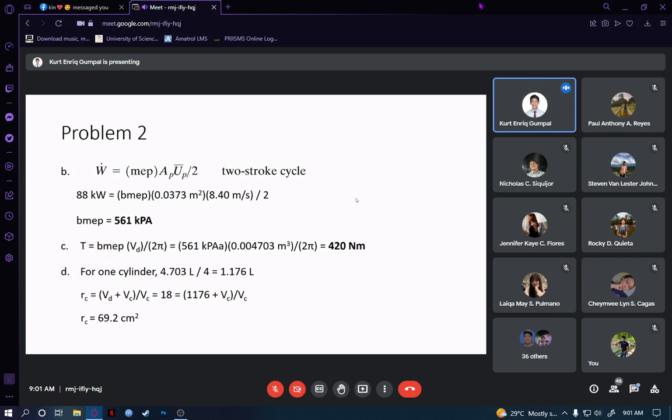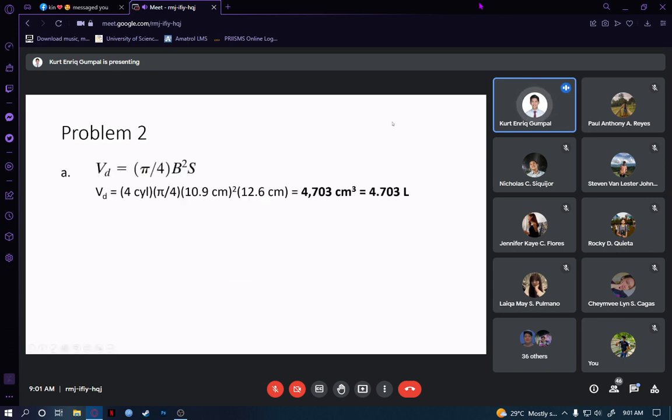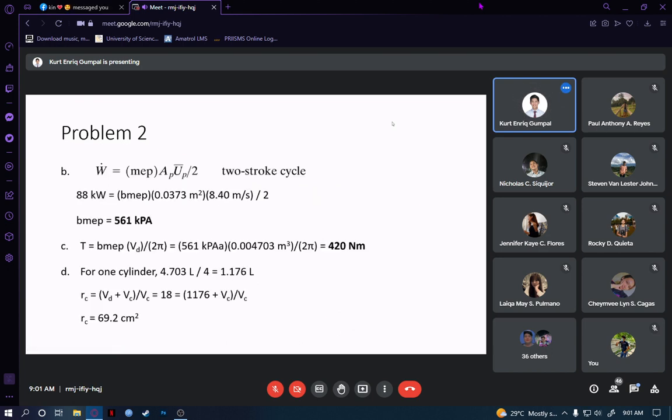Now, if you're going to get the compression ratio, the clearance volume, not RC, sayop na siya. The clearance volume, okay, for one cylinder, you have 4.703, which is nung kaganina. This is the total displacement volume. We're going to get only one. So for you to get only one, you have to divide it by 4. So that is 4.703 liters divided by 4 equal to 1.176 liters. Okay? Now, 1 liter is equivalent to 1,000 cubic centimeters. So that is also equivalent to 1,176 cm cube.